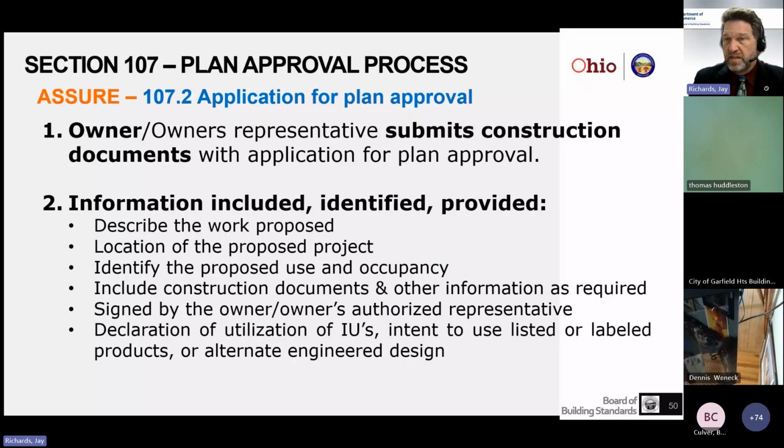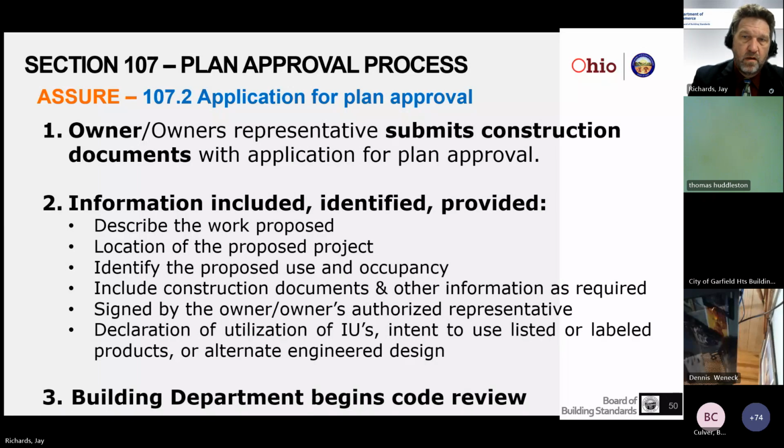It needs to be signed by the owner or the owner's representative, and they do have to declare some things like whether they're making use of an industrialized unit, are they using listed and labeled products, or are they using alternative engineered design. And this starts the building department's code review and that 30-day clock. Remember, this is the application, and the date on that application starts that 30-day clock.